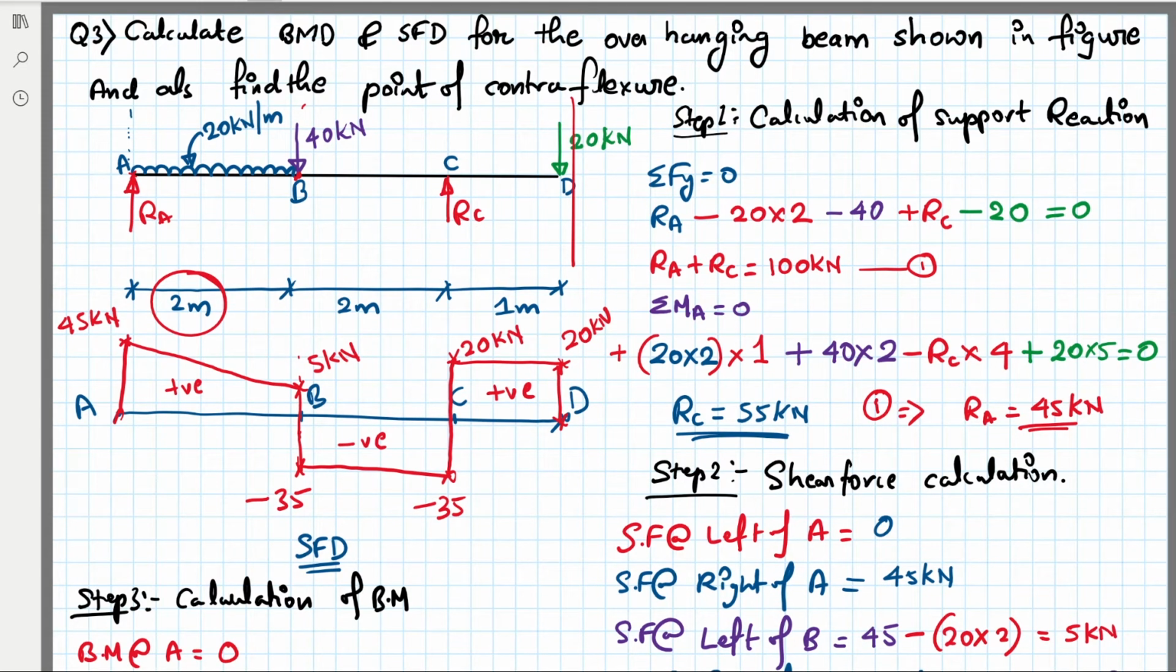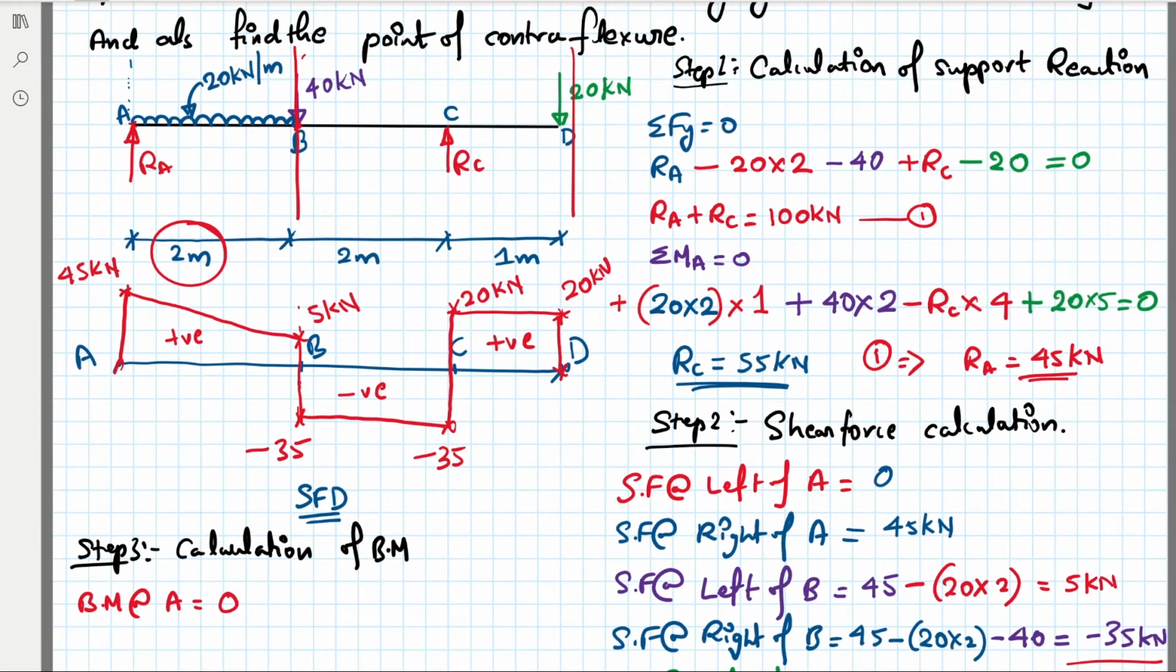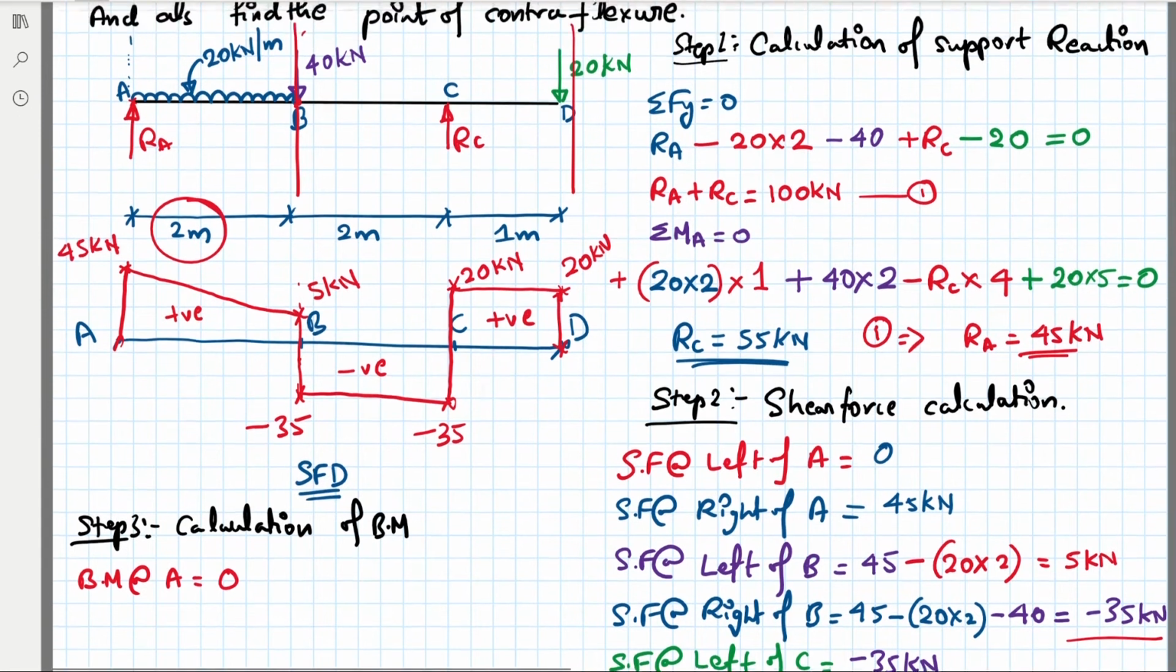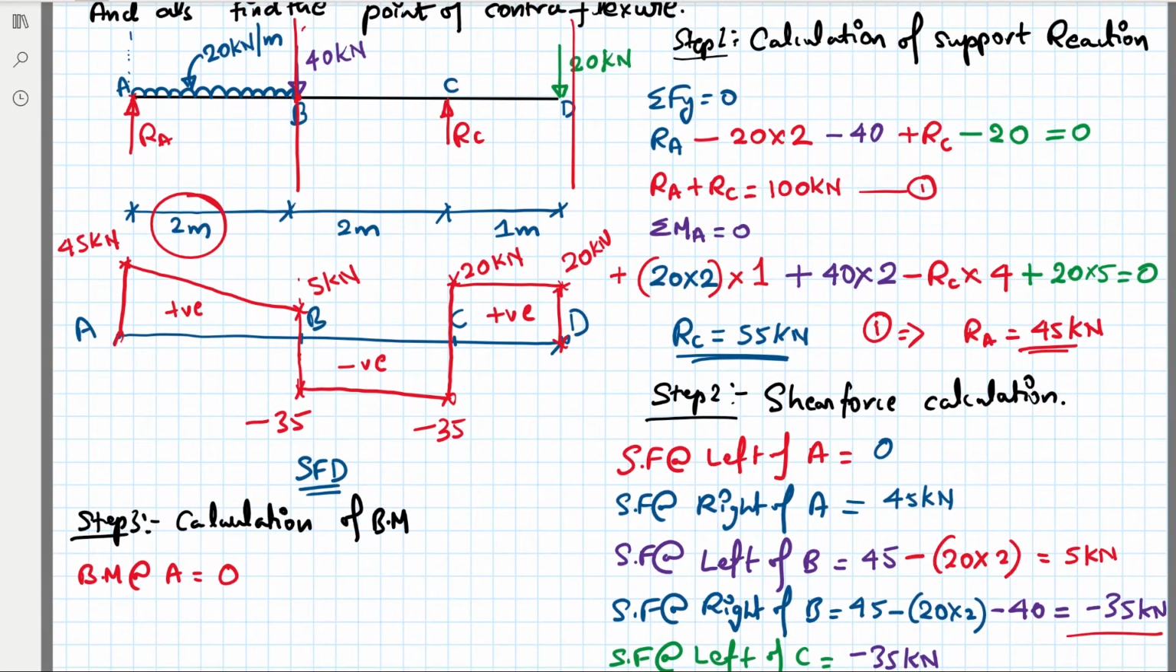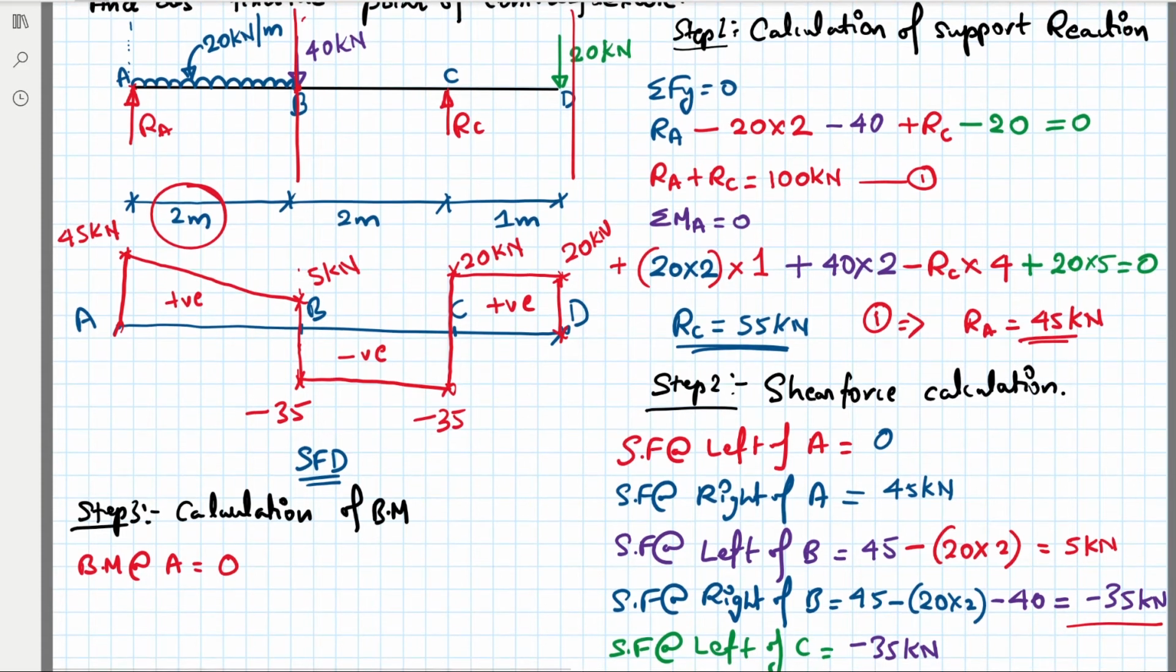So now I am going to take a moment about B. Just imagine one section at B. I am going to consider the left side of that particular section. We have RA, reaction, then we have 20 kilonewton per meter UDL. Only those two forces are going to rotate about point B. 40 kilonewton is acting exactly on point B, which is not going to rotate point B. So I will start with RA. If I apply about B, it is going to rotate in clockwise direction.